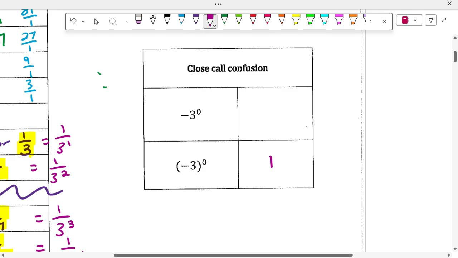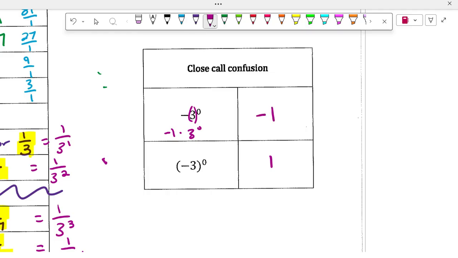However, up here, -3 to the 0, this is read as 3 to the 0 power times -1, or -1 times 3 to the 0. So 3 to the 0 is 1 times -1 is -1. So again, lesson in calculator. All right. That's why I always tell you, if you know you're squaring a negative number, make sure you put it in parentheses, because otherwise what happens? It's negative instead of positive like it's supposed to be.